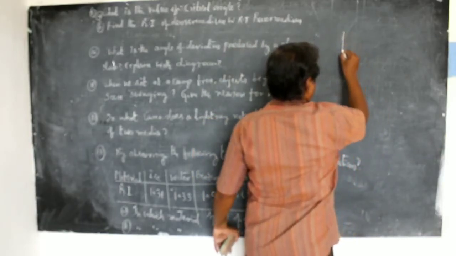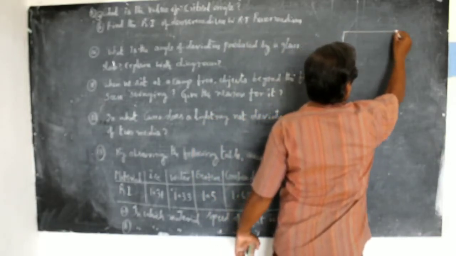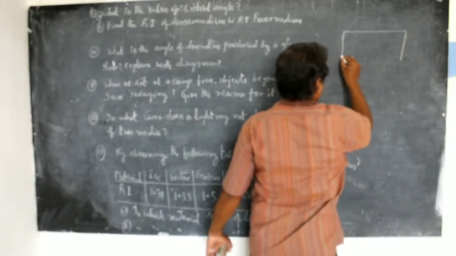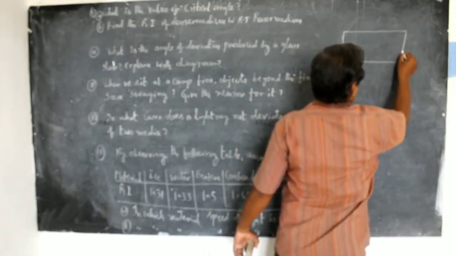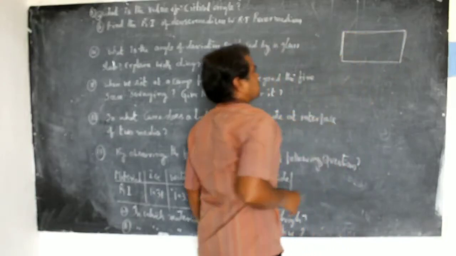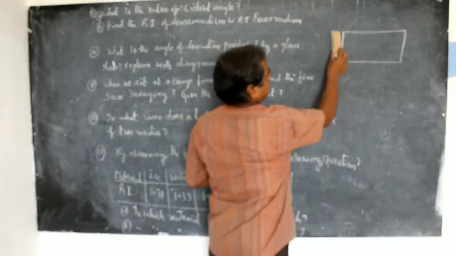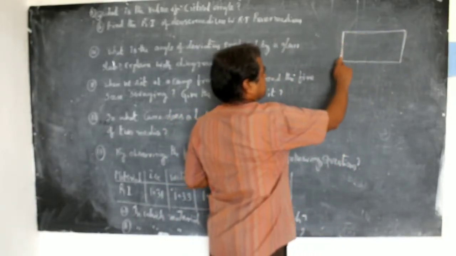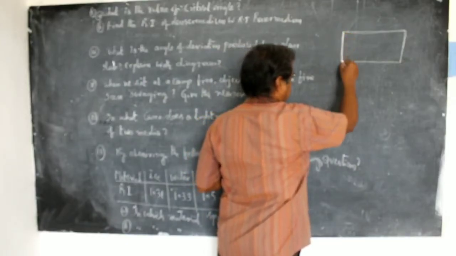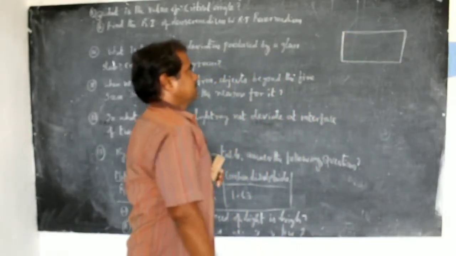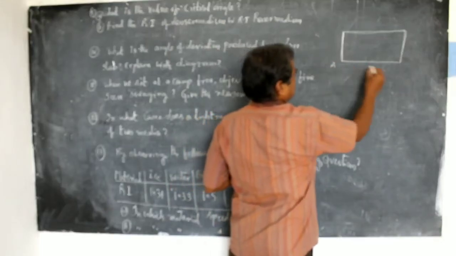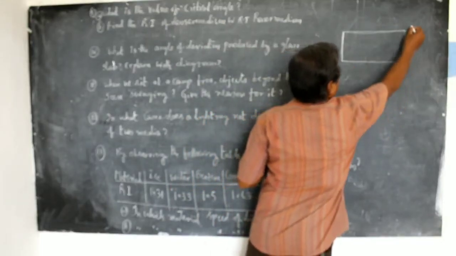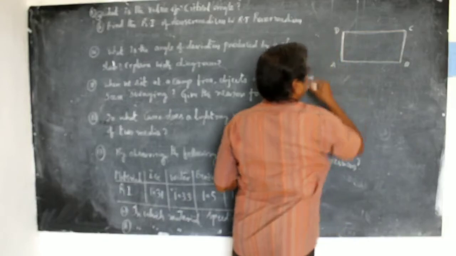So, this is the outer line of the glass slab. First of all, what is meant by angle of deviation? The angle between the incident ray and the emerging ray is known as the angle of deviation. So, name the vertices of the glass slab: A, B, C, D.